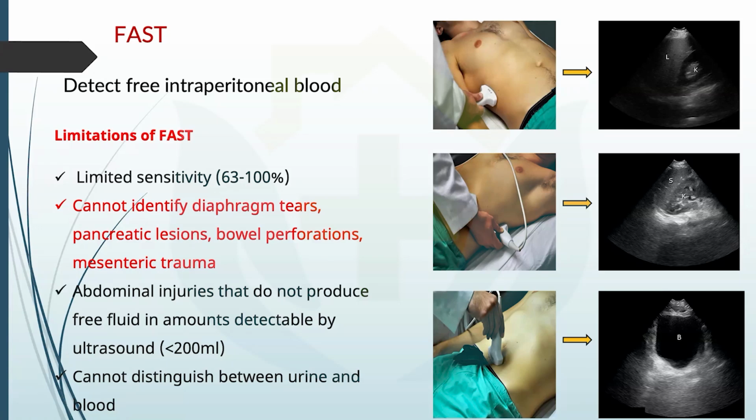But what are the limitations? So imagine you are doing an ultrasound on a patient to find out fluid in the abdomen. If you have a hollow viscus perforation, you might not get fluid. So it is unable to diagnose hollow viscus perforation or diaphragmatic tears. Secondly, sometimes it could be limited by the dressing or the patient's attire, etc.